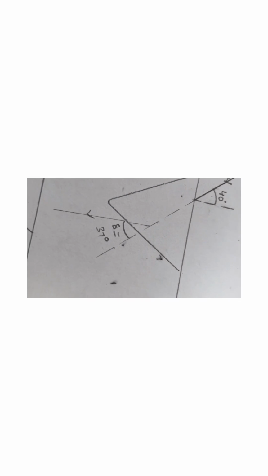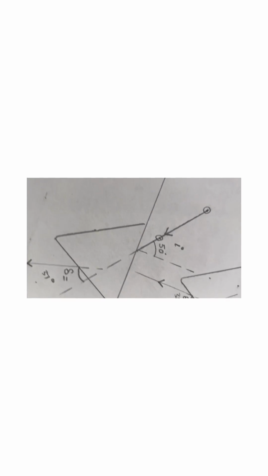In the first case, the emergent ray is coming at an angle 42 degree. In the second case, the emergent ray is coming at an angle 38 degree. In the third case, the emergent ray is coming at the angle 37 degree. In the fourth, the emergent ray is coming at the angle 35 degree. In the fifth case, the emergent ray is coming at the angle 37 degree, and in the last case it is coming at the angle 39 degree.